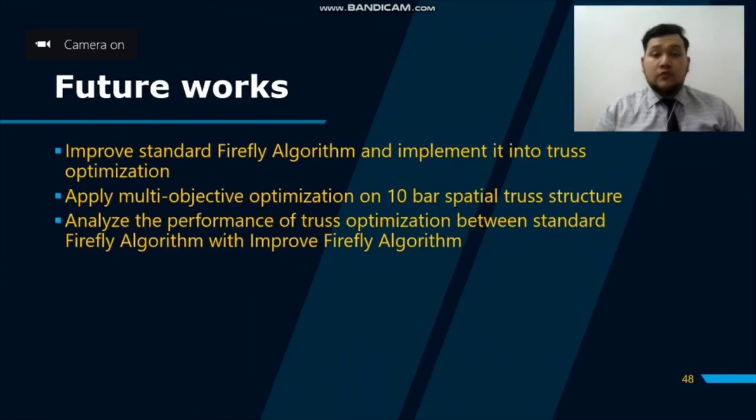For the future work of this project, first, we can improve the standard Firefly algorithm and implement it in truss optimization. Second, we can apply multi-objective optimization on 10-bar, 25-bar or 75-bar truss structure problems. And lastly, we can analyze the performance of truss optimization between the standard Firefly algorithm and the improved Firefly algorithm.